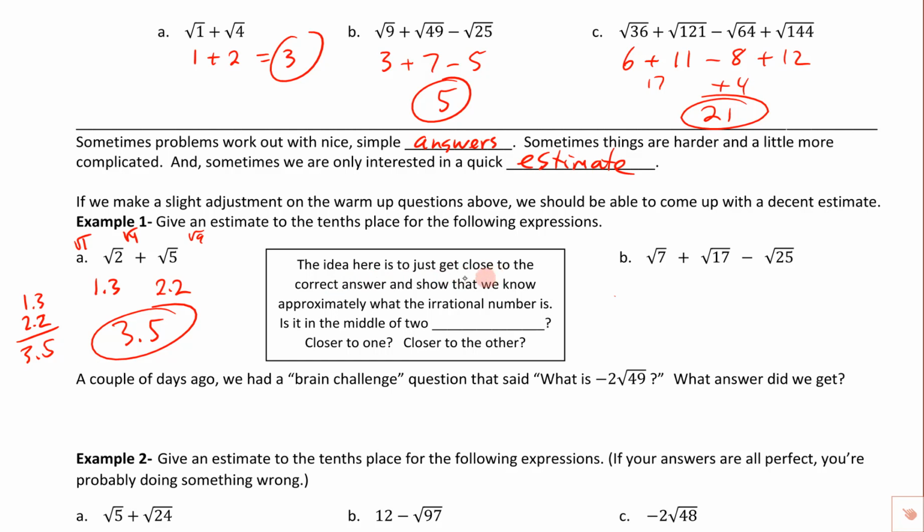And the idea here is to just get close to the correct answer and show that we know approximately what the right answer is and roughly where those irrational numbers are. Are those irrational numbers in the middle of two integers?